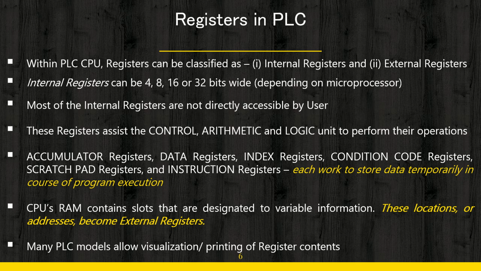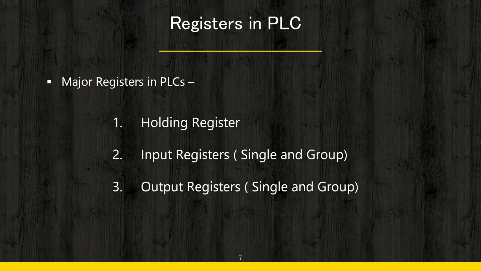So dear participants, in our last lecture, we have got a concise idea of the registers in PLC. Let us now see what are the major registers available with PLCs. There are three major categories of registers available for use. One is the holding register. This holding register is generically not available to the external user.